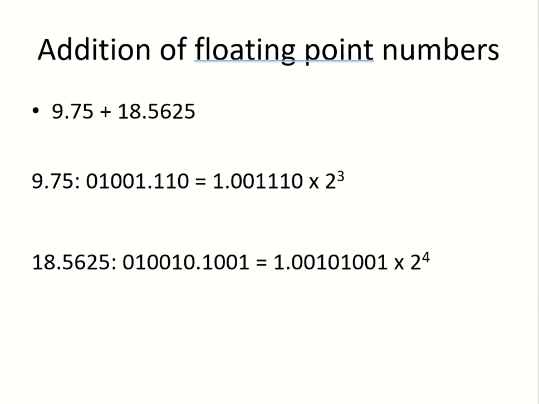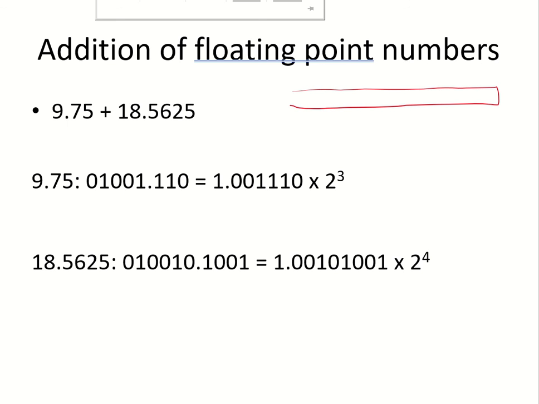Let us take the example of adding 9.75 with 18.5625. As we can see, both the numbers are positive, so both the numbers have a positive sign, so the result is also going to be positive. So in the IEEE 754 representation, this is the sign bit with 1 bit, this is the exponent with 8 bits and this is the mantissa with 23 bits. So the sign is going to be 0 because this is going to be a positive number.